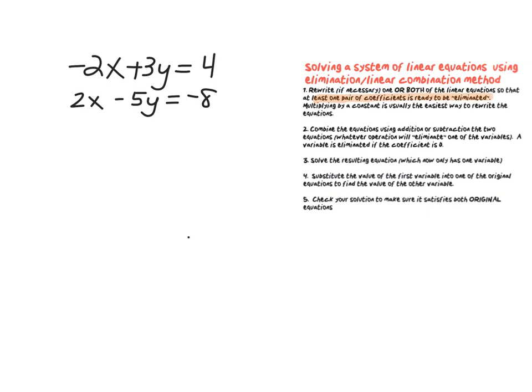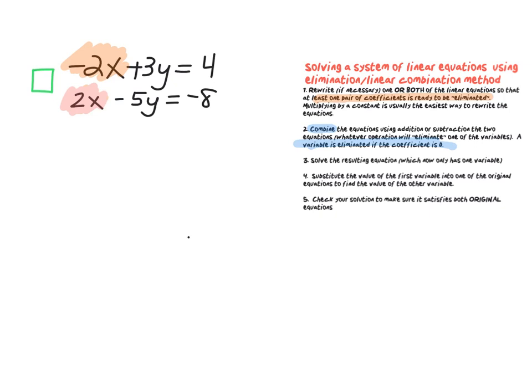For example, what I notice is negative 2x's and positive 2x's. Those are ready to be eliminated, because what I'm saying in step 2 is, if I were to combine them in either addition or subtraction, I want to get the coefficient to be 0. I always want you to draw this box so you can indicate to me what operation you're doing. Do I want to add or subtract these equations? How do I want to combine them?